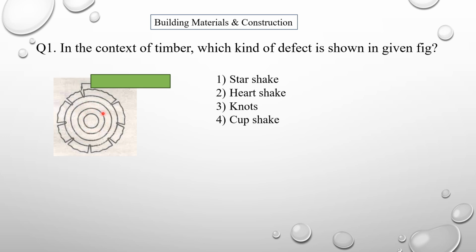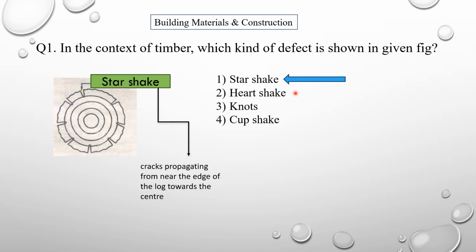All these layers are considered as annular rings, and there are medullary rings which are perpendicular to all the annular rings. Here in this figure, one thing we observe is that the cracks at the outermost part are broader than at the innermost part. So the cracks are forming from the outer part, meaning from the bark towards the sapwood. Therefore, these types of defects are called star shakes. So these are the star shakes. Star shakes are the cracks propagating from near the edge of the log towards the center.